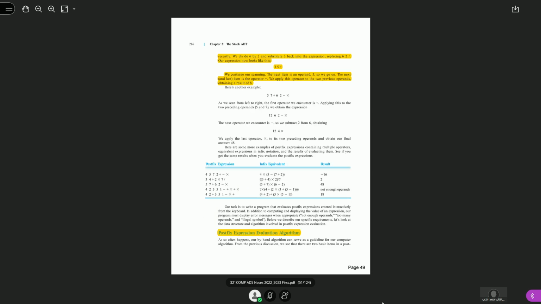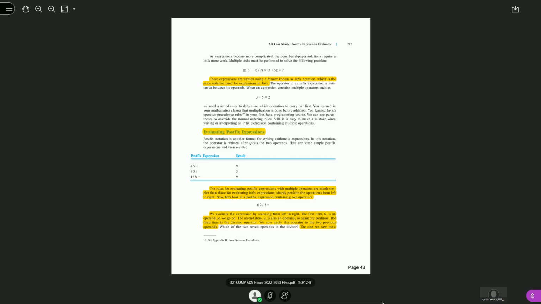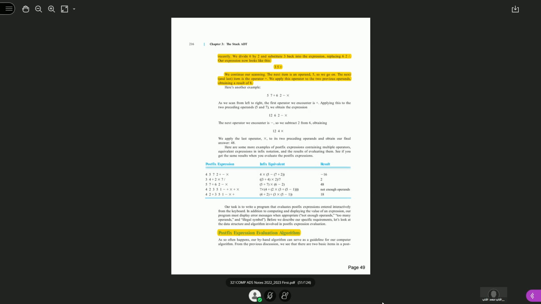Okay. Let me go back there. This example I'm going to take. This is a good example. For example, this I'm going to take. You have to evaluate, what is the expression here? 5, 7 plus 6, 2 minus multiply. One minute. You have to evaluate 5, 7 plus 6, 2 minus multiply. This you have to evaluate as a postfix expression, means you have to evaluate using the stack. So you have to make one stack first.